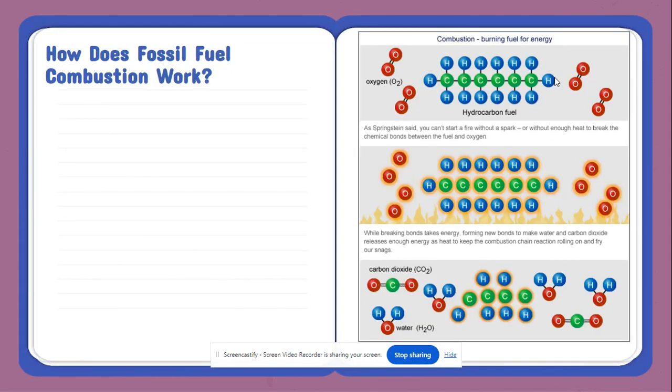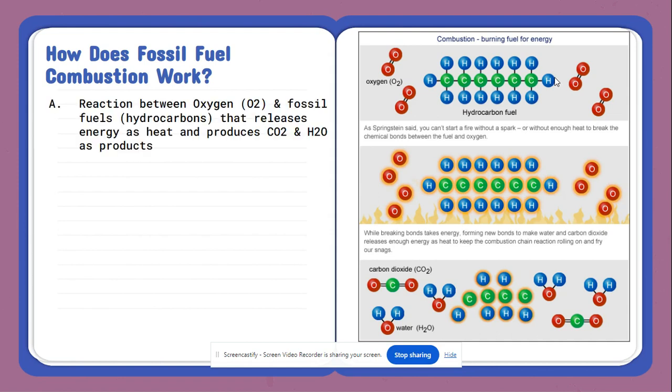So first in our discussion of fossil fuels, we're going to talk about how fossil fuel combustion works. If you can recall back from Unit 1 when we discussed the carbon cycle, we talked about how combustion is a process that's going to burn organic compounds such as fossil fuels that have been trapped underground for millions of years and return that carbon back to the atmosphere.